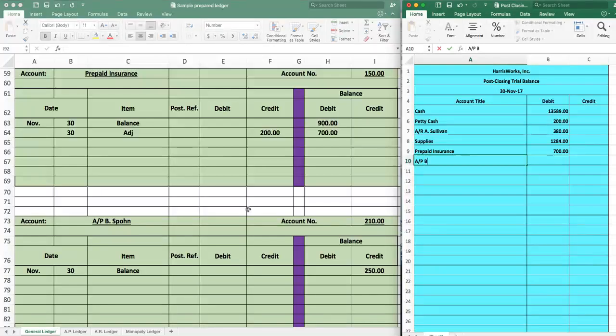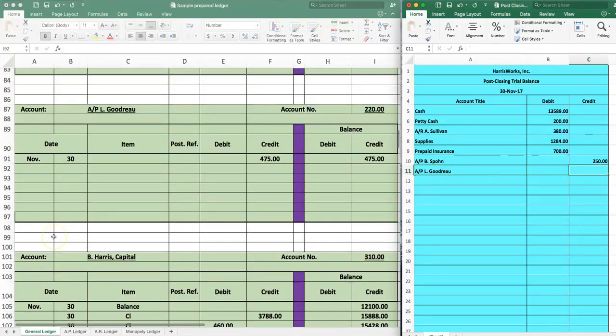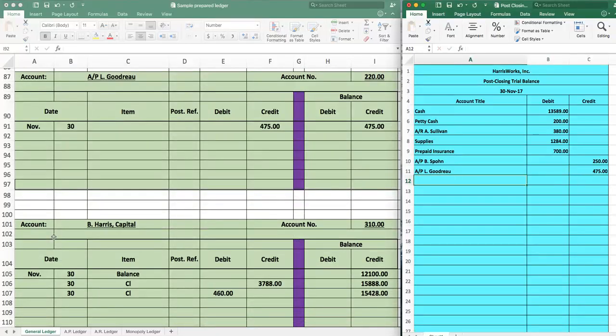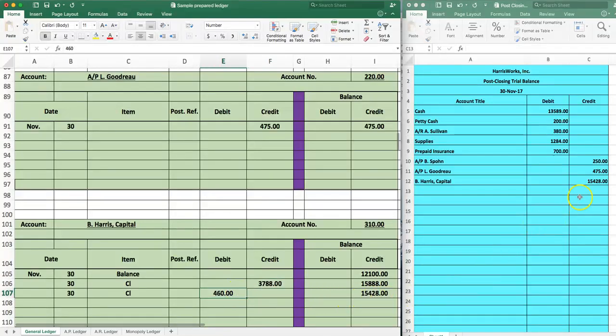We have two payables here. Spawn has a credit amount of 250. Goodrow has a credit amount of 475, and the capital amount is $15,428. So the capital amount, remember, takes into consideration the net income, and it takes out owner drawing. So this 15,428 is different than the original owner capital.